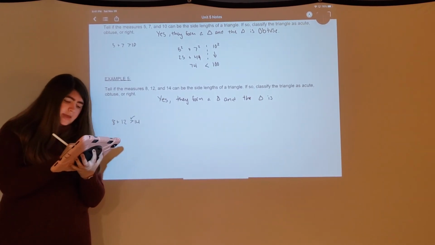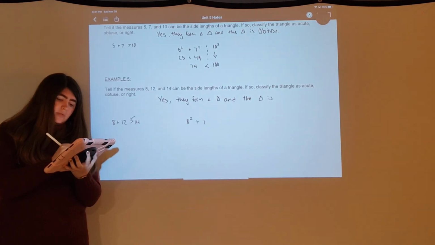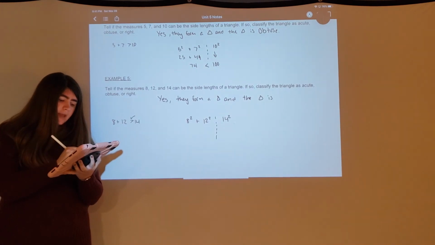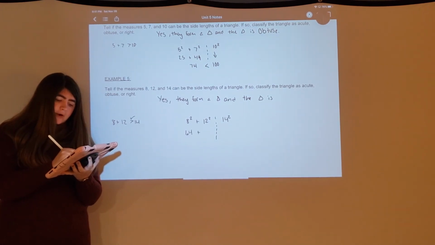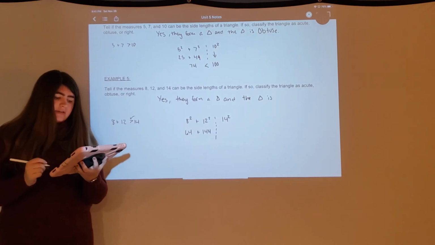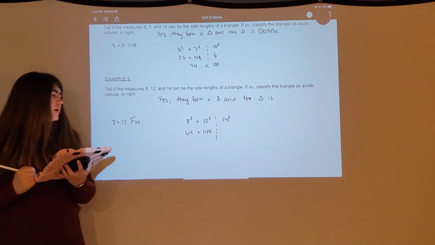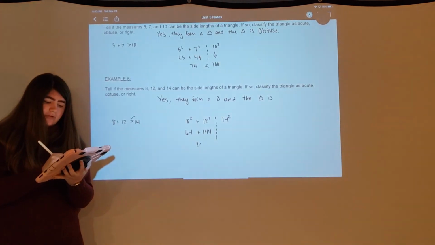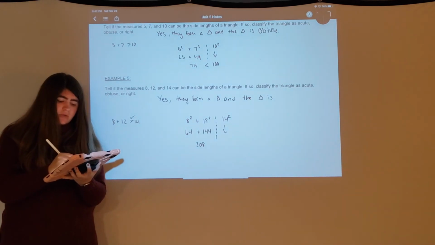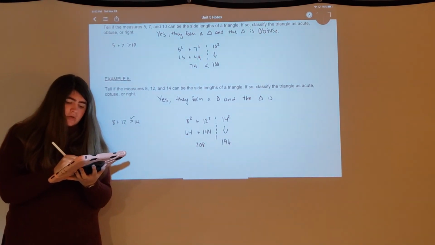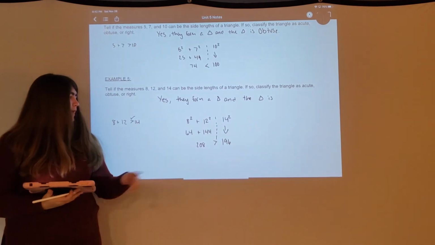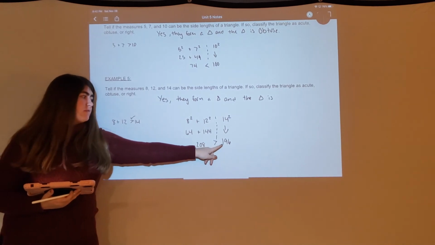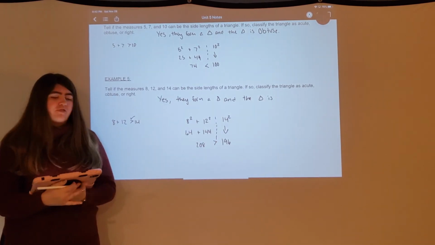So I have 8 squared plus 12 squared, and I'm comparing that to 14 squared. 8 squared is 64. 12 squared is 144. 64 plus 144 is equal to 208. So 208. 14 squared is equal to 196, which means that a squared plus b squared is greater than c squared. In other words, c squared is less, which means that this triangle is acute.